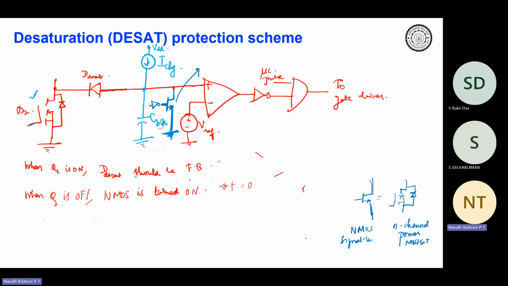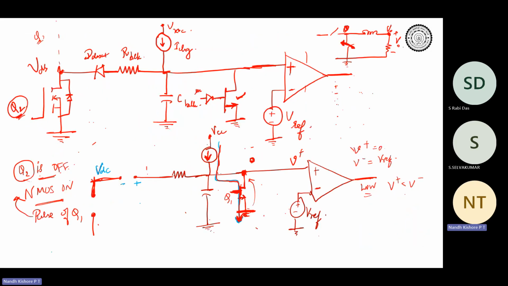Okay, so now let's consider the other scenario. This is the same thing that was explained in the last class. When Q2 is turned off, the NMOS is turned on. Therefore, your I charge would be flowing, if I take my laser pointer, something like this through Q2, correct? Since this is a current source, it can be shorted, so it is flowing like this to the ground and back. Okay, right. So V plus is 0.